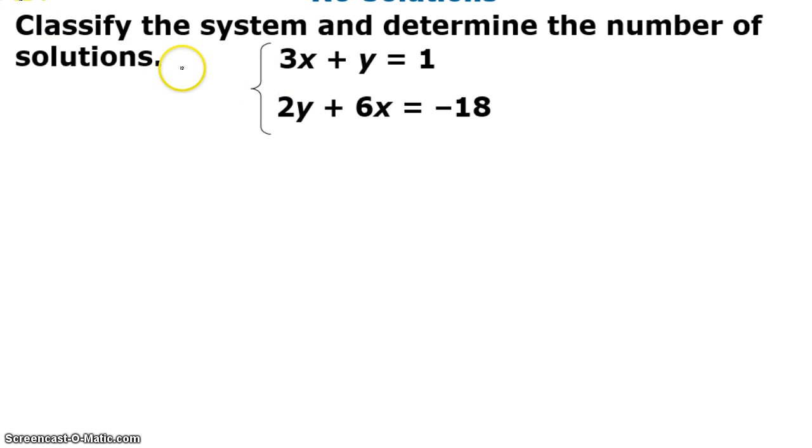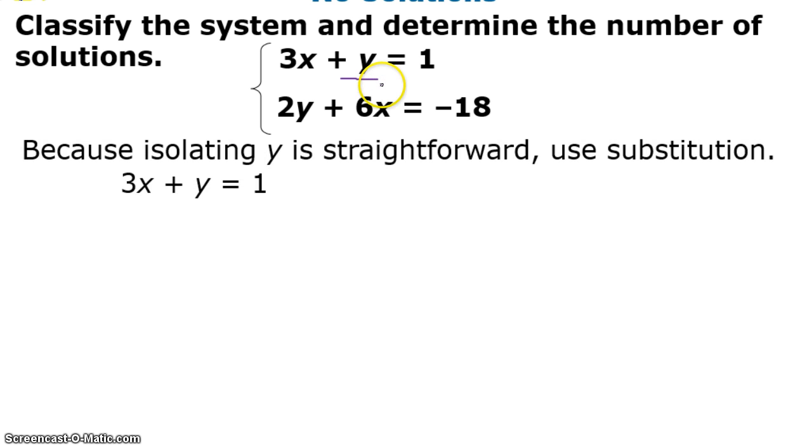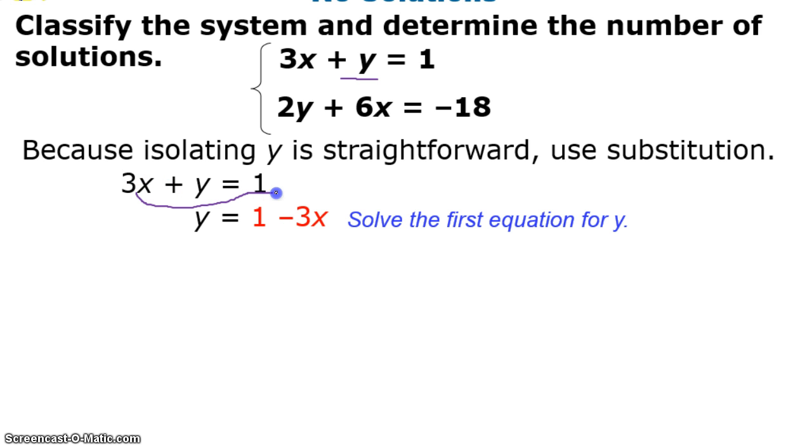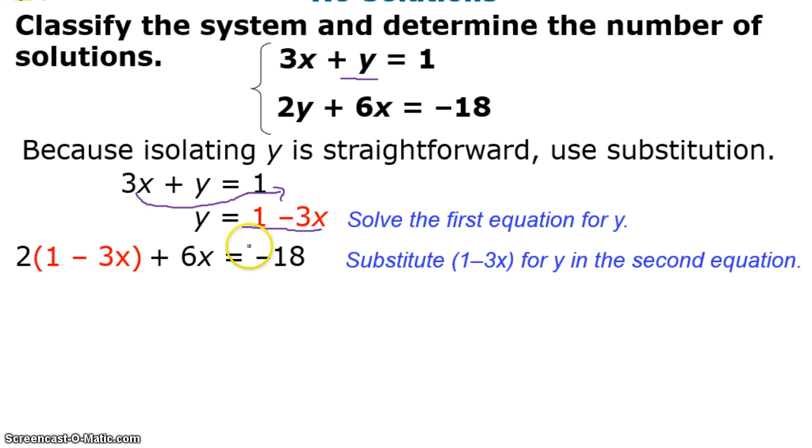Alright, so let's take our first system here, classify it and determine the number of solutions. We have 3x plus y equals 1 and 2y plus 6x equals negative 18. I'm going to hone in on this y, take that equation and solve it for y. That means I'm going to move that 3x over as a negative, and then substitute this back into the second equation. Since this is my y, I'm going to sub it back in here.